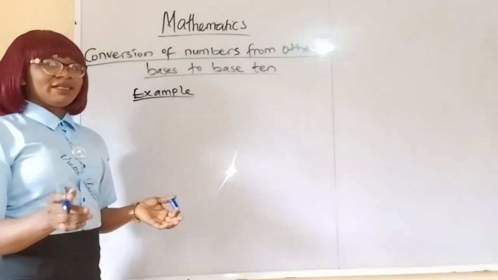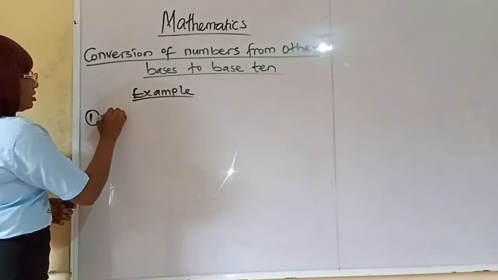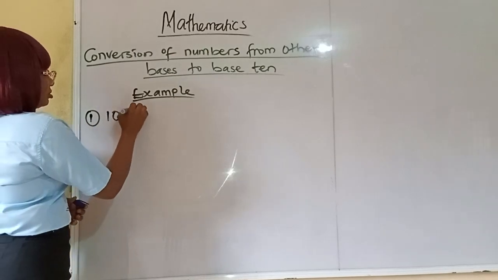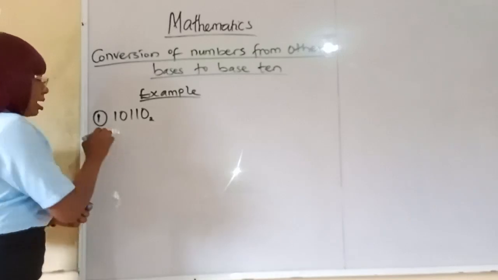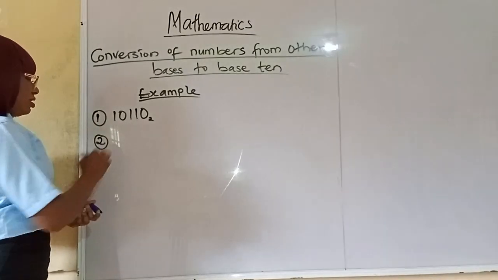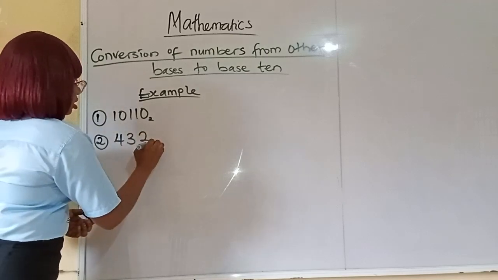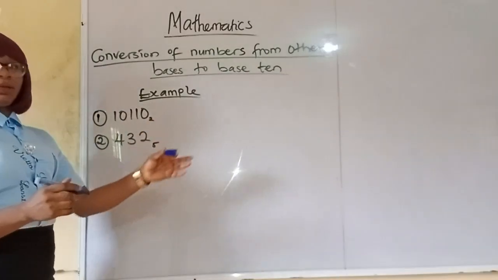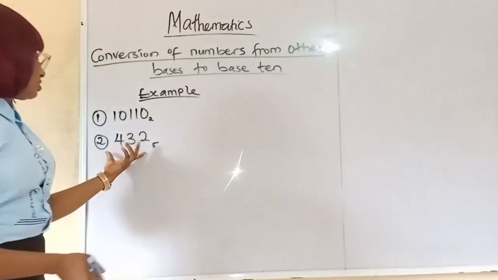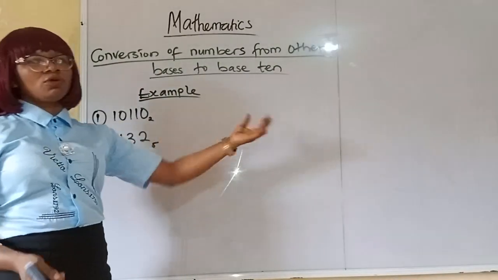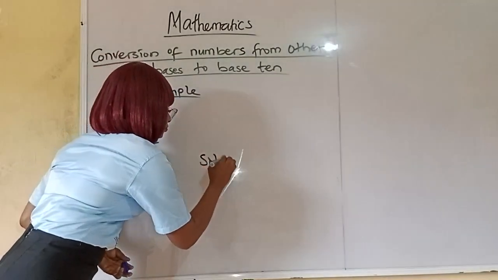if the question says, convert the following, which is 10110 base 2, to base 10. And another one could be something like 432 base 5 to base 10. So this is a base 2 number, you are asked to convert to base 10. This is a base 5 number, and you are asked to convert to base 10. This is how it is done. Solution.